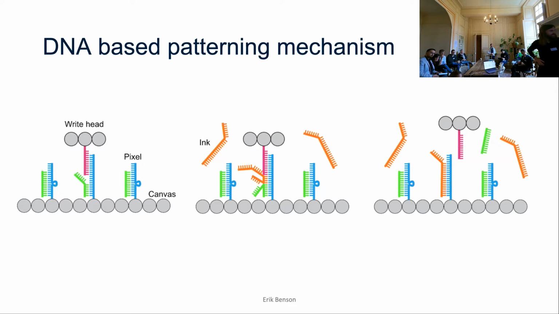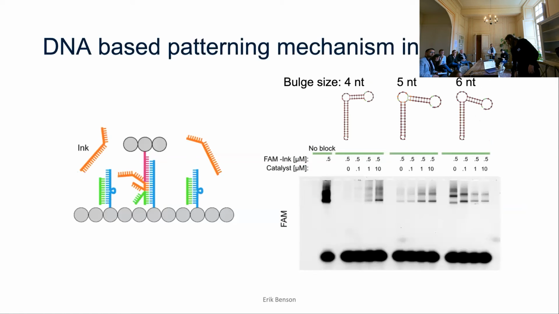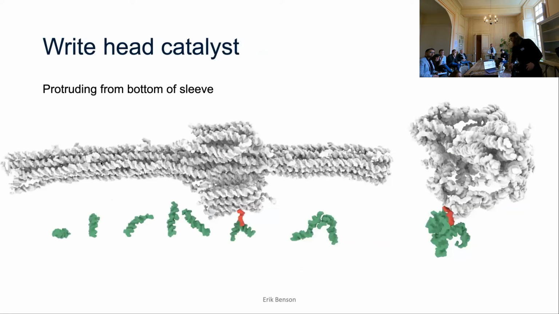Then as we move it in, since we're working in a flow cell, we can move it into position over a pixel and feed in ink via the flow cell, so that it gets preferentially incorporated in the pixels below the write head. So you would put essentially a pixel array, 56 pixels, on top of the canvas to get something like 60 by 72 nanometers to work with. This is important.